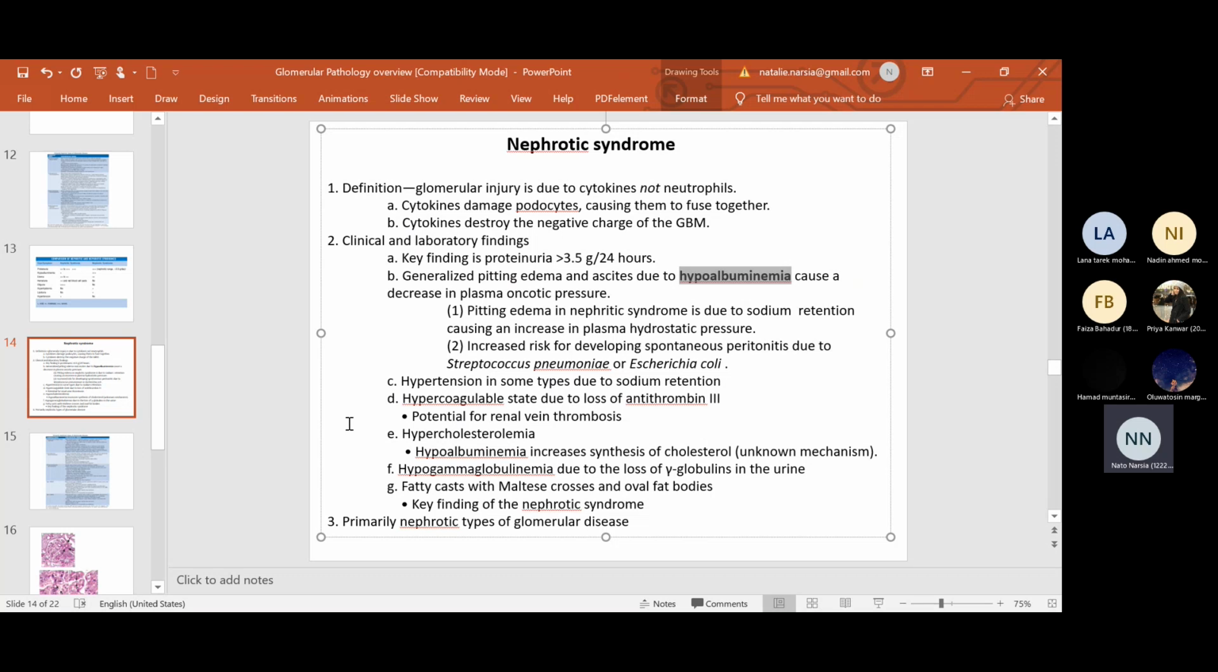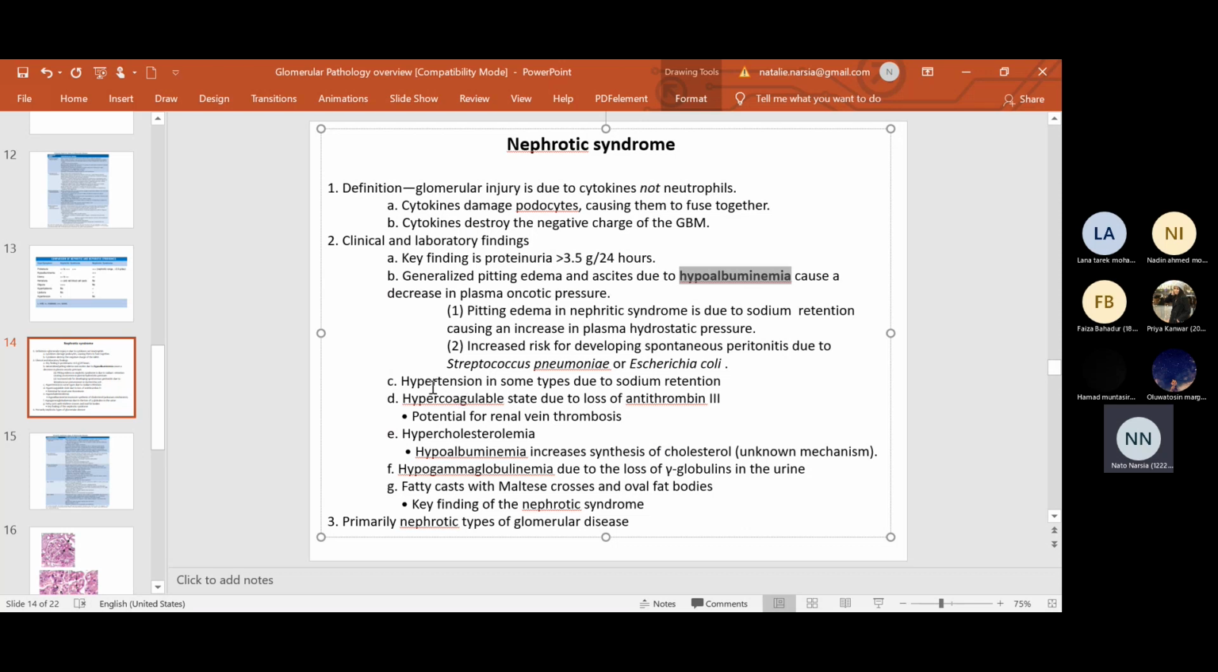And finally, it will lead to pitting edema, and you have increased risk for developing spontaneous peritonitis due to Streptococcus pneumoniae, guys. It is a complication, okay? In rare cases, it usually leads to death, but in the modern world we can manage such situations. Hypertension in some types is due to sodium retention.